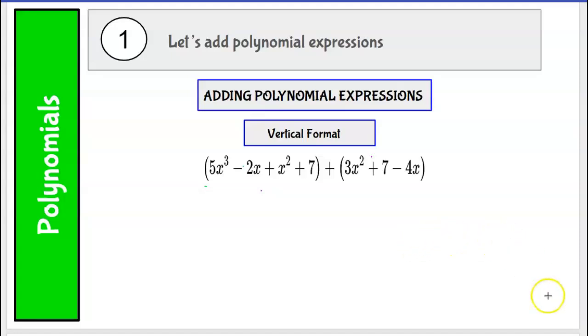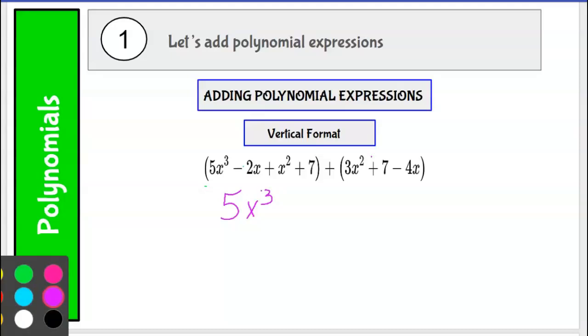We will be doing this first problem in the vertical format. Vertical meaning one polynomial on the top and then the other polynomial below it, lining up the like terms. So we're going to rewrite this first polynomial, 5x cubed, and we want to be sure we put this in standard form, which was descending order of the exponent. So we're going to put the plus x squared term next.